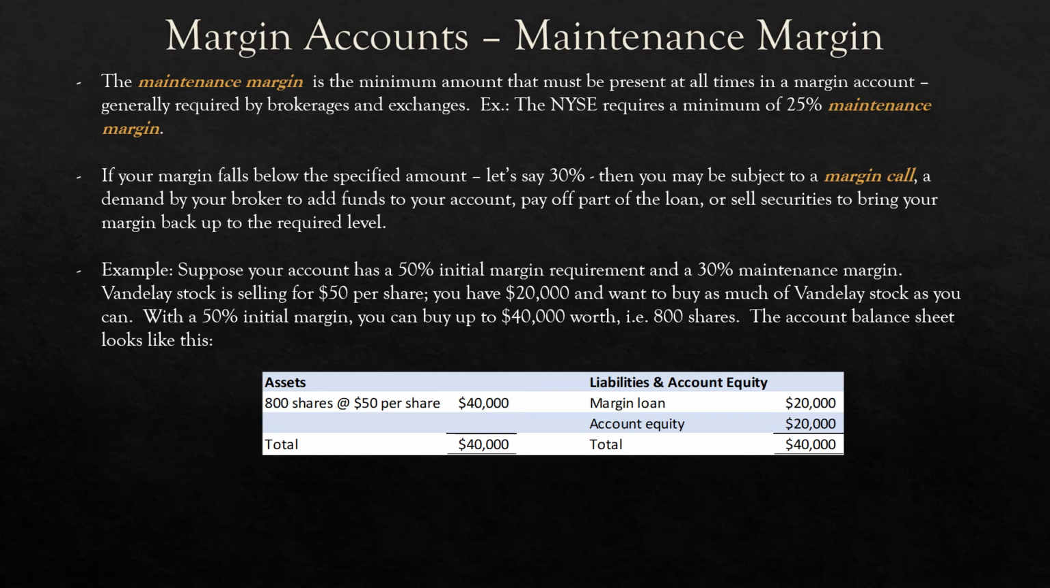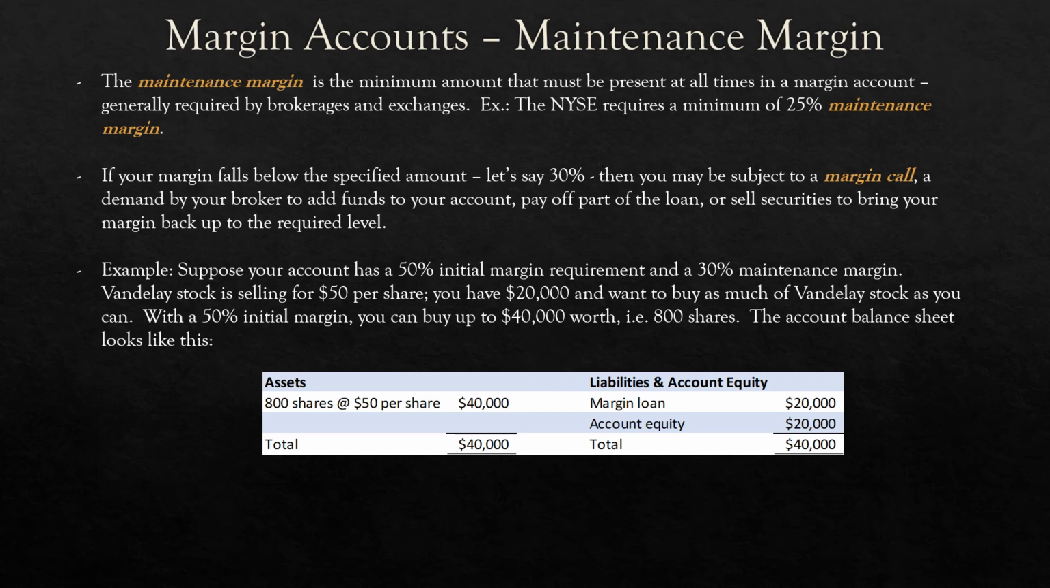So basically, you've got to somehow come up to the required 30% maintenance margin, and you can do it in any number of ways. So let's look at an example. Suppose your account has a 50% initial margin requirement and a 30% maintenance margin. Vandelay stock is selling for $50 per share. You have $20,000 and you want to buy as much of Vandelay as you can. With a 50% initial margin, you can buy up to $40,000 worth of Vandelay, i.e. 800 shares.